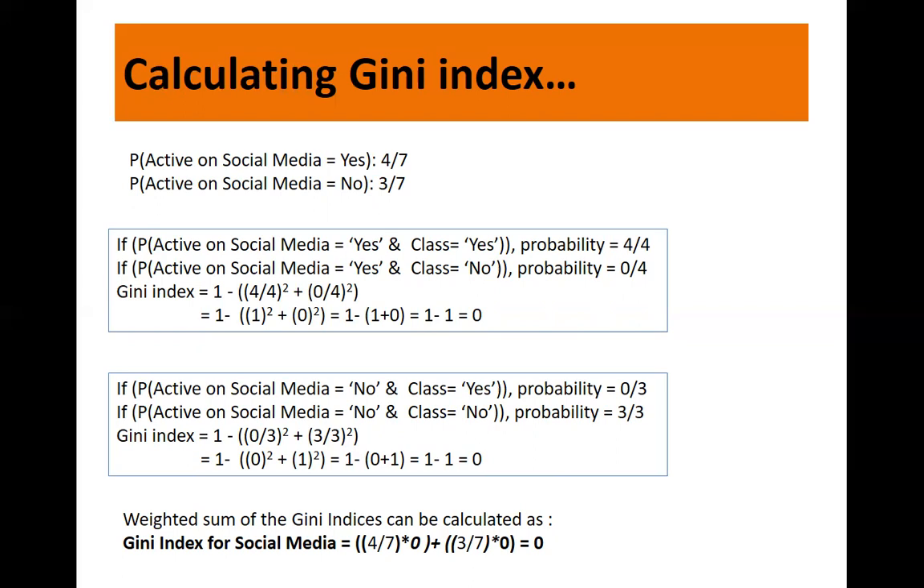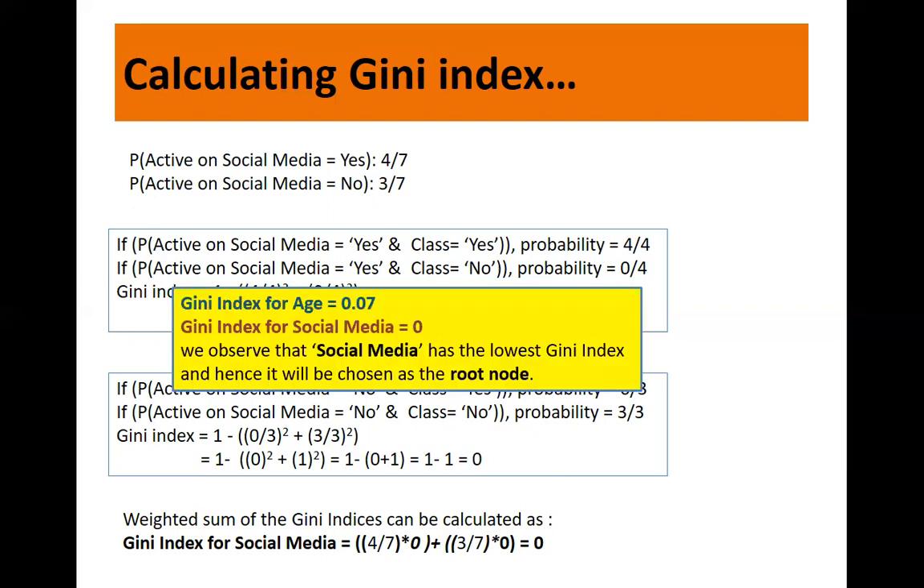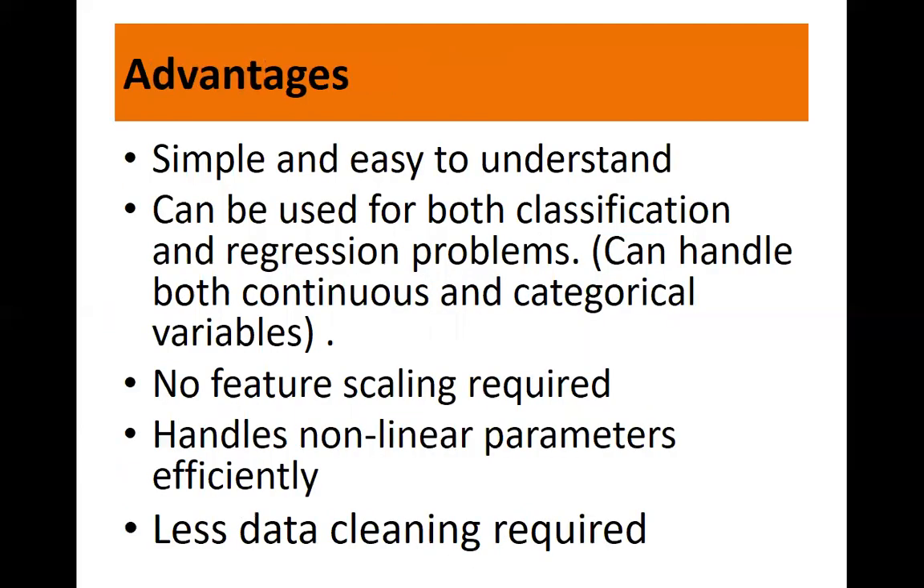Now Gini index for age is 0.07. Gini index for social media is 0. So we observe that social media has the lowest Gini index and hence it will be chosen as the root node. Okay, now let's look at the advantages.